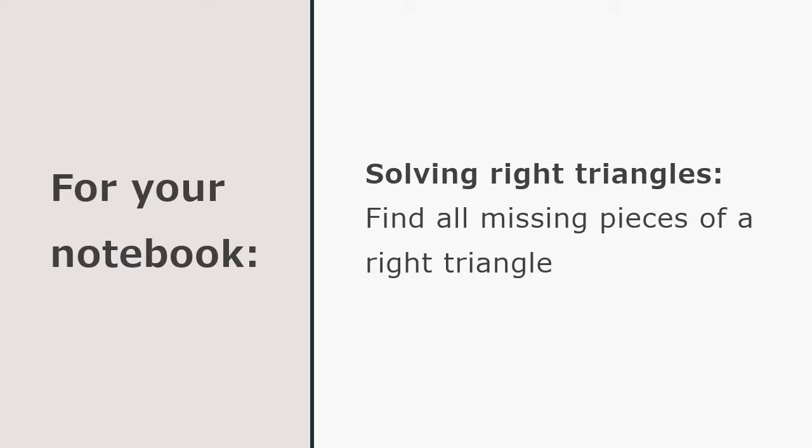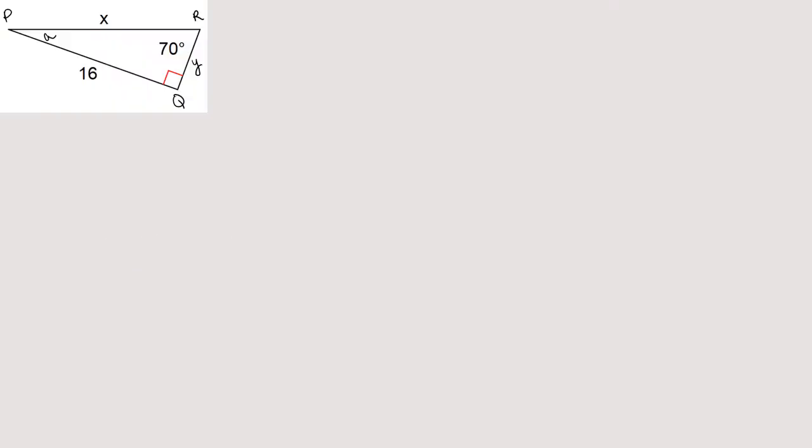And throughout chapter 7, we've done all of that through the Pythagorean Theorem, finding missing sides using right triangle trig, and finding missing angles using inverse trig. So we're going to combine all of this together to solve right triangles. Let's look at this triangle. We want to solve it, and all that means is we're going to find everything that's missing.